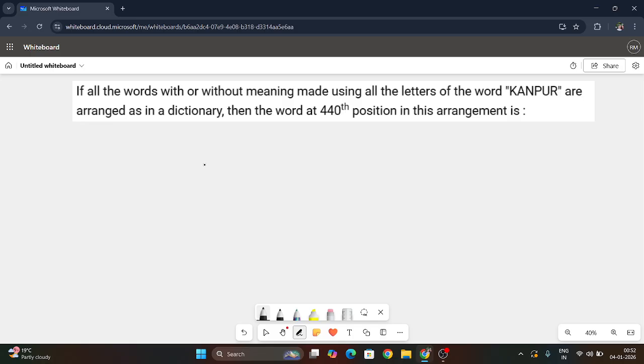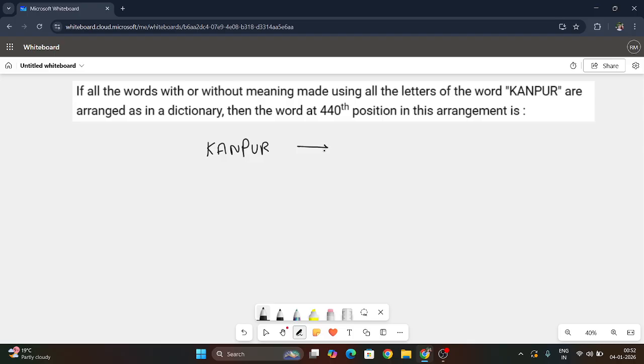ये क्वेश्चन दिया हुआ है और हम इस क्वेश्चन को देखते हैं। क्वेश्चन इज: If all the words, with or without meaning, made using all the letters of the word Kanpur. Okay, so the word is given, that is Kanpur. Let's write it in alphabetical order.